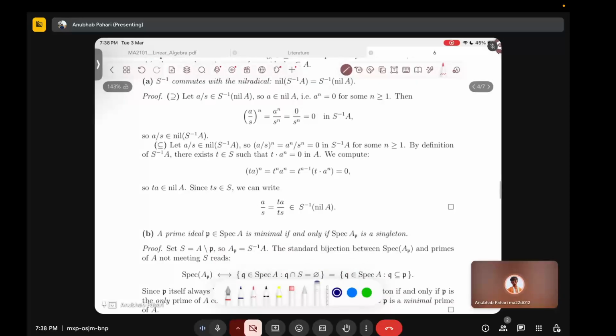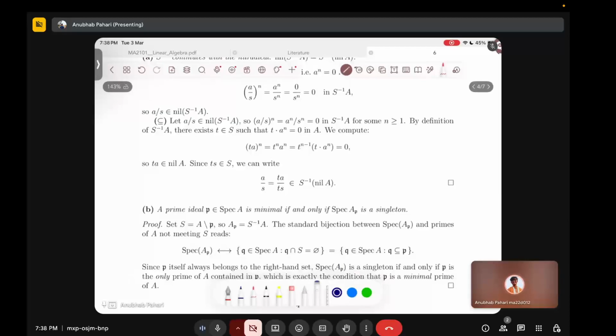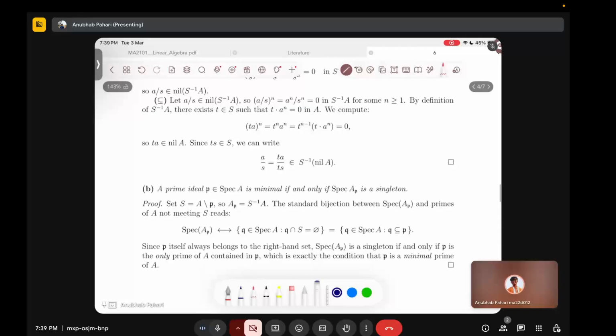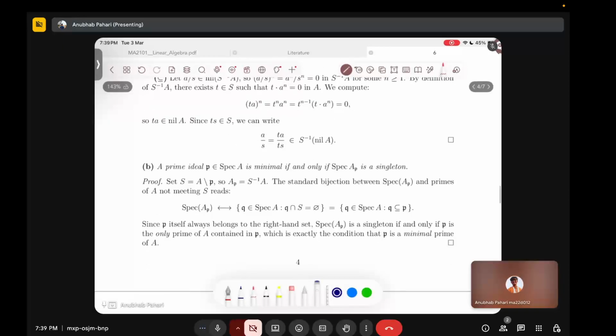Now for the other containment, let a/s belong to Nil(S^{-1}A), and so (a/s)^n is a^n/s^n equals 0 in S^{-1}A for some n greater than or equal to 1. By definition of S^{-1}A, there exists small t in capital S such that t·a^n equals 0 in A, and we compute that (ta)^n equals t^n a^n equals t^{n-1}(t·a^n) equals 0. So ta belongs to the nilradical of A, and since t·s belongs to capital S, we can write a/s equals ta/ts, which belongs to S^{-1} of the nilradical of A. Therefore, the proof is complete.